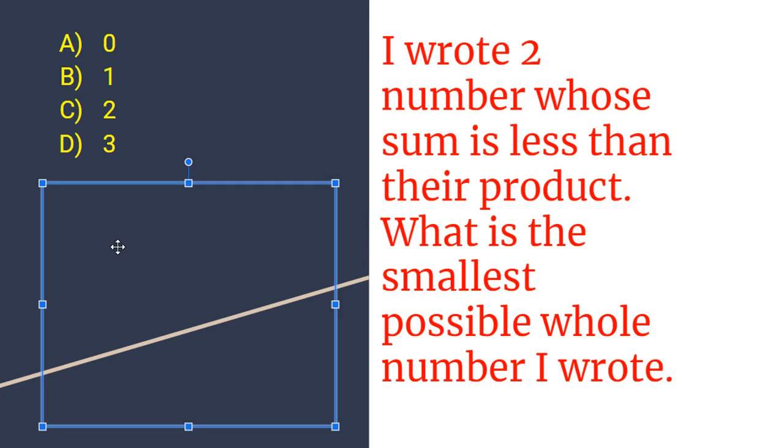Let's try 2. So 2 plus 1 is 3. That's the sum. And 2 times 1 equals 2. And you can see the sum is greater than the multiplication. So the answer will be C, because it's asking for the smallest number. 3 works too, but 2 is smaller than 3. So our answer will be C, 2.